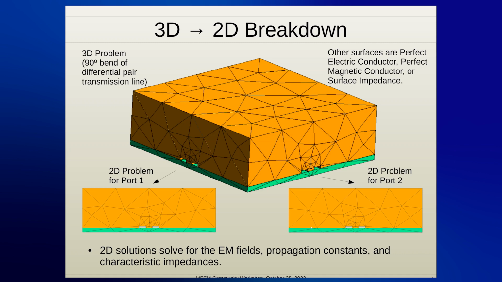So the first step being to solve the 2D problem, you need the fields to apply to the boundary condition, and you need the propagation constant and the characteristic impedances. The propagation constants will relate to the phase of the scattering parameters, and the impedances are needed for normalization of the S parameters.